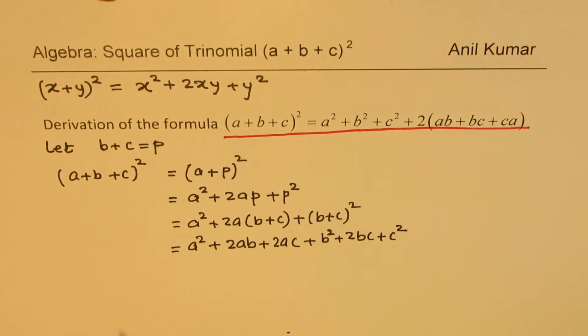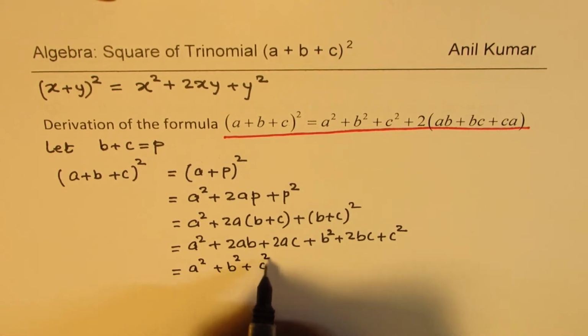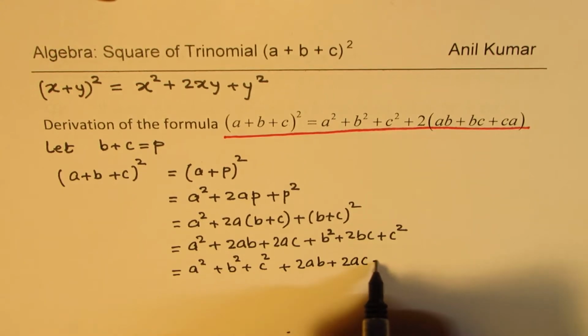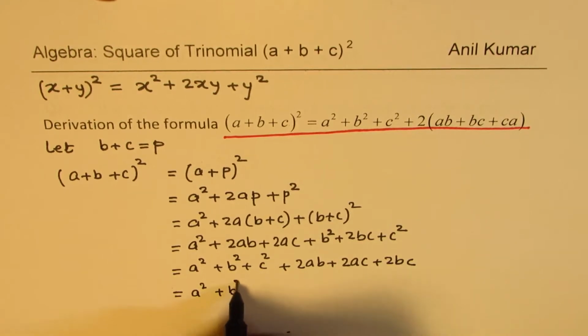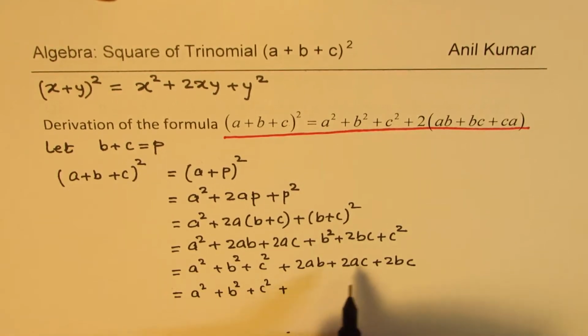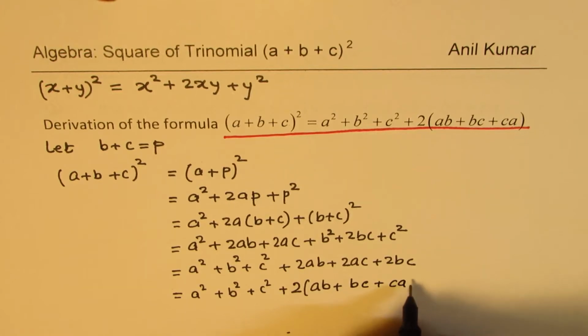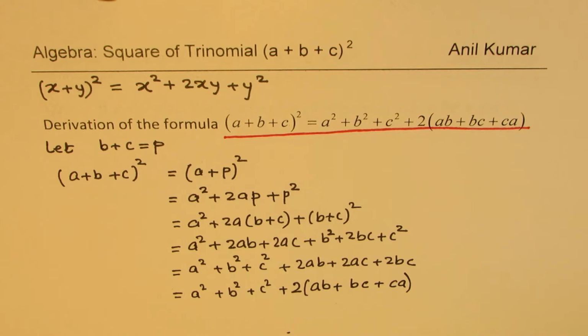Perfect. Now we can combine the terms which look similar: a square plus b square plus c square, and here we have 2 times ab plus 2 times ac plus 2 times bc. So we could write this as a square plus b square plus c square plus 2 times (ab plus bc plus ca), we're just rearranging them. Does that make sense? So that is the formula with which we'll now work and solve the rest of the questions.